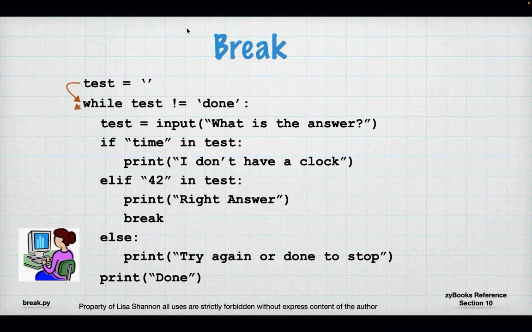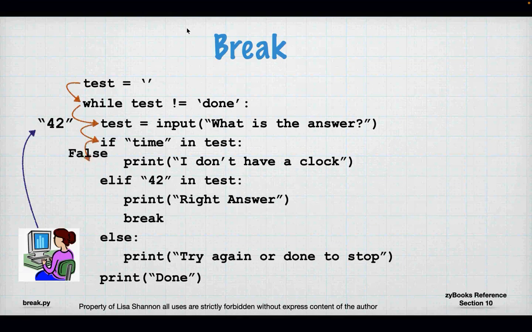So here I have a test variable called test. I have a sentinel value called done. And I'm going to say, what is the answer? And then if the answer is time, then I'm going to say I don't have a clock. If the answer is 42, then I'm going to say you've got the right answer, break. Otherwise, I'm going to tell them to try again.